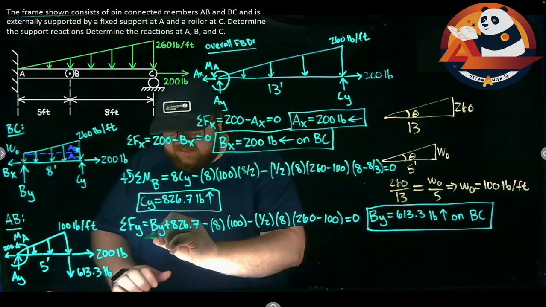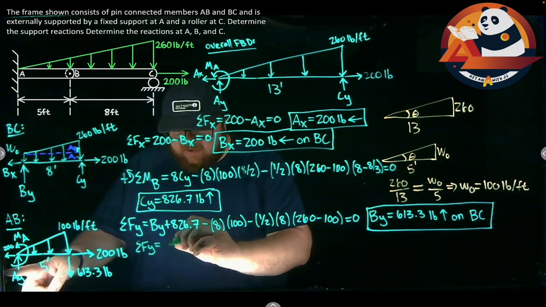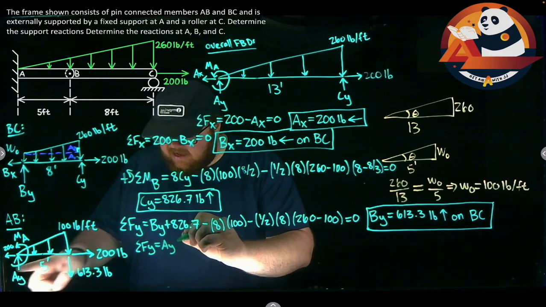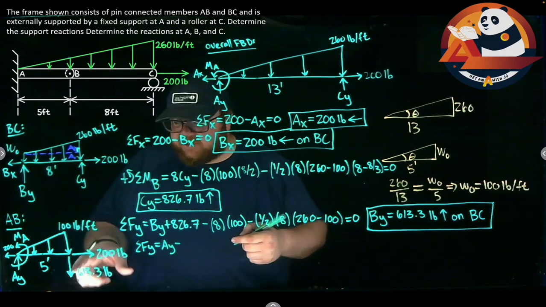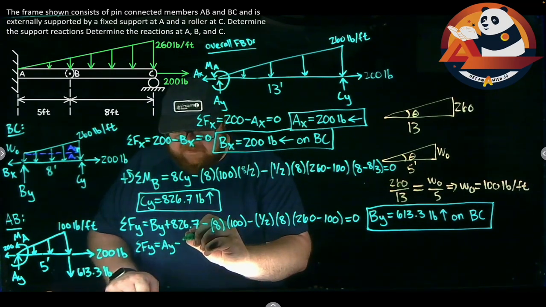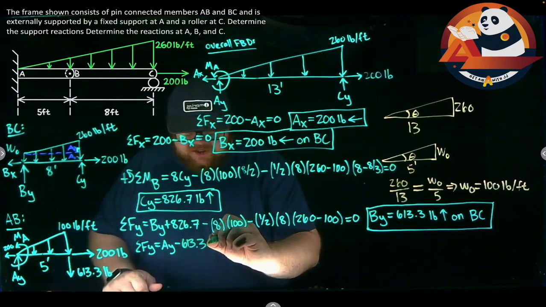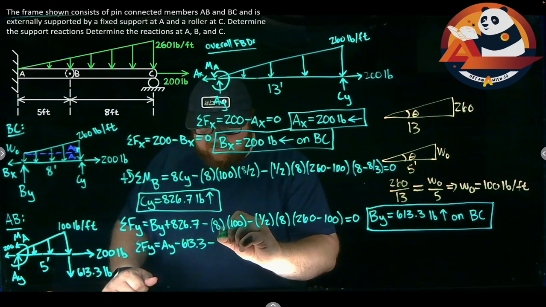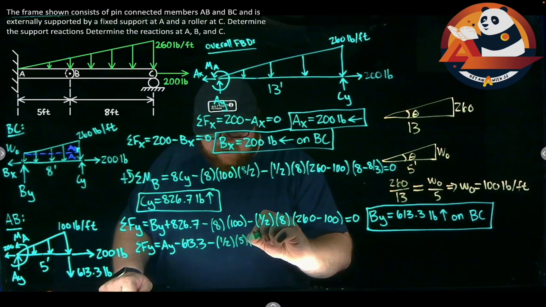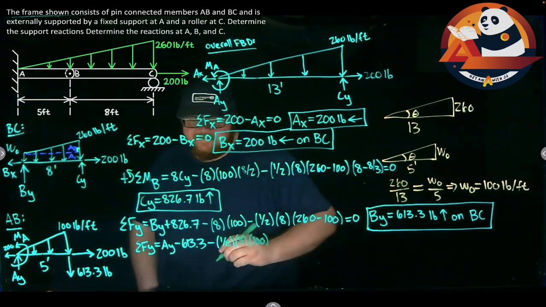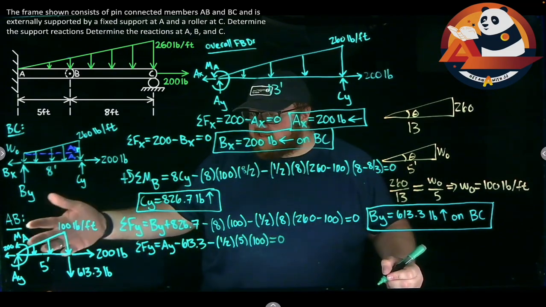If I sum my forces in the y direction, I have AY going up. BY is coming down, even though it was going up on BC. New member, new direction, equal and opposite. So minus BY, minus 613.3. Minus our triangular distributed load. Minus the area, we would have minus 1/2. My base is 5. And my height is 100. And that's all my y forces. This equals 0, which I can then solve for AY.